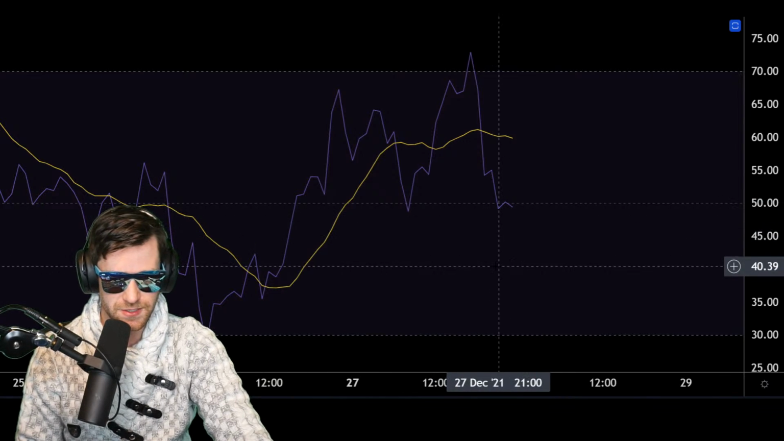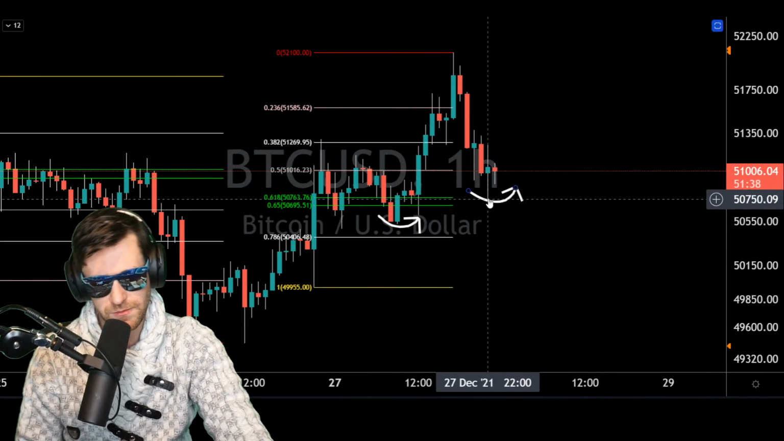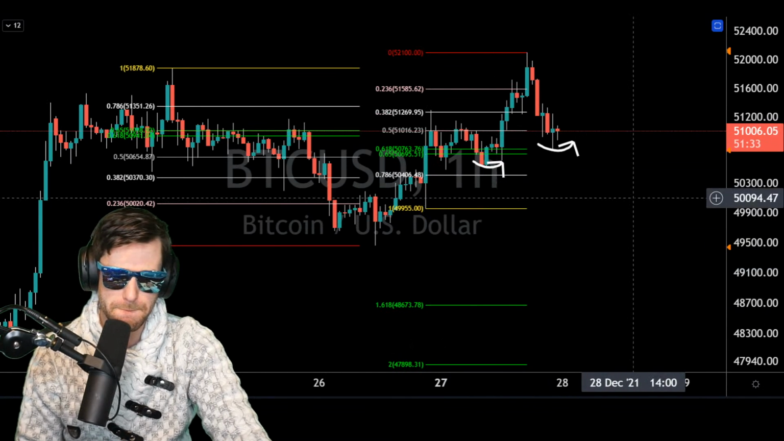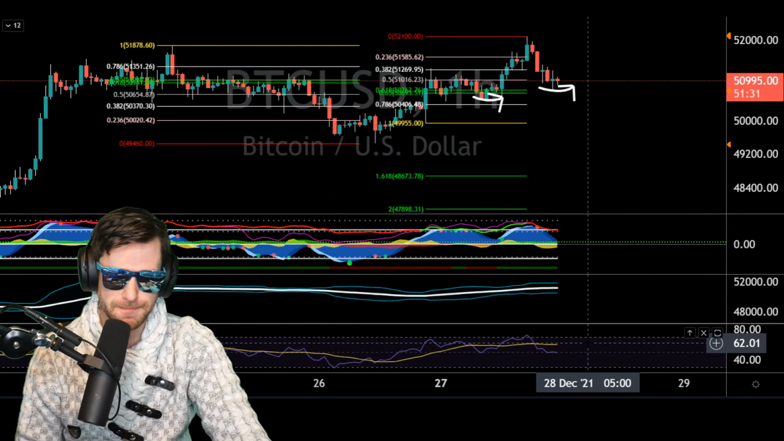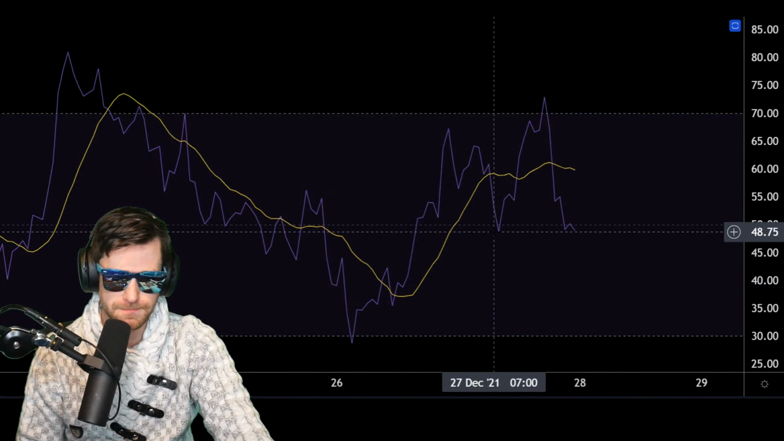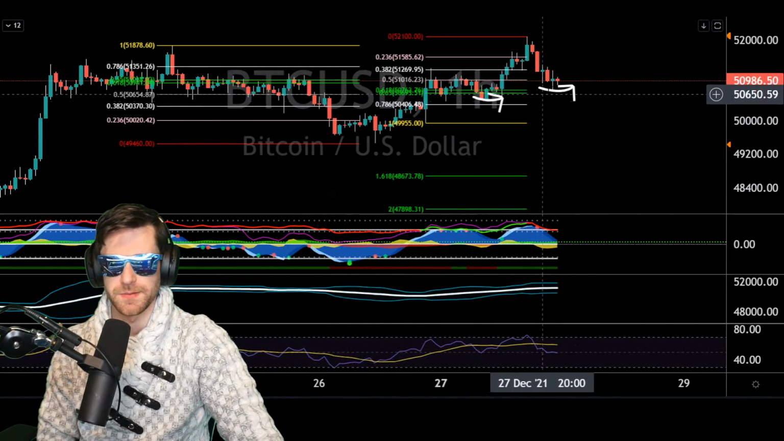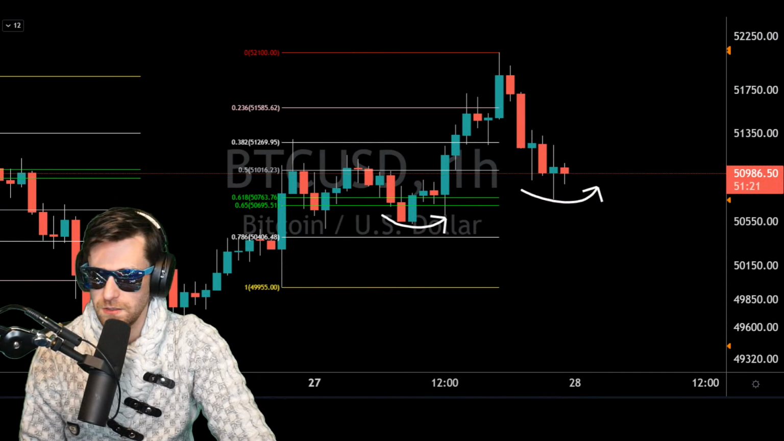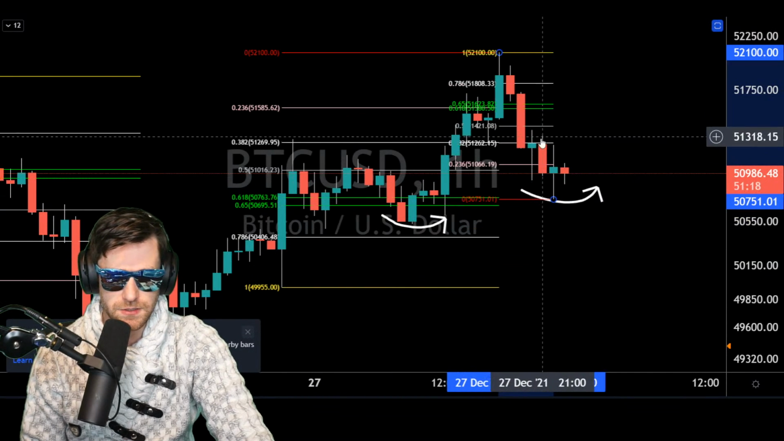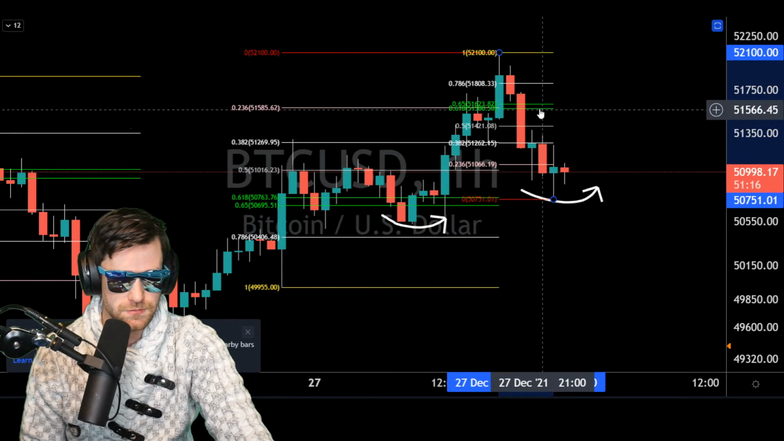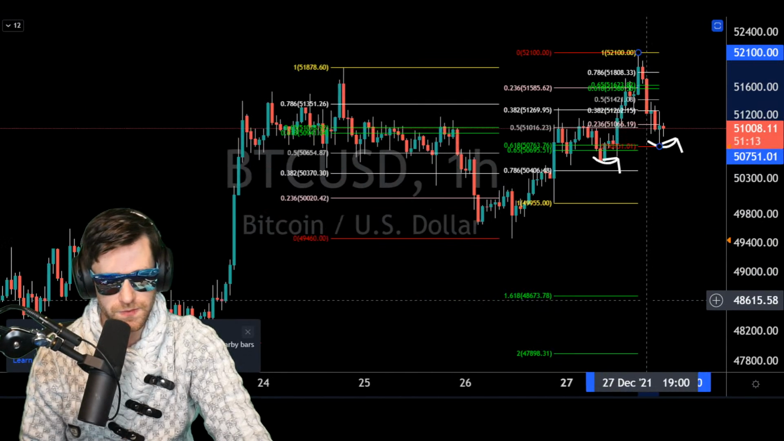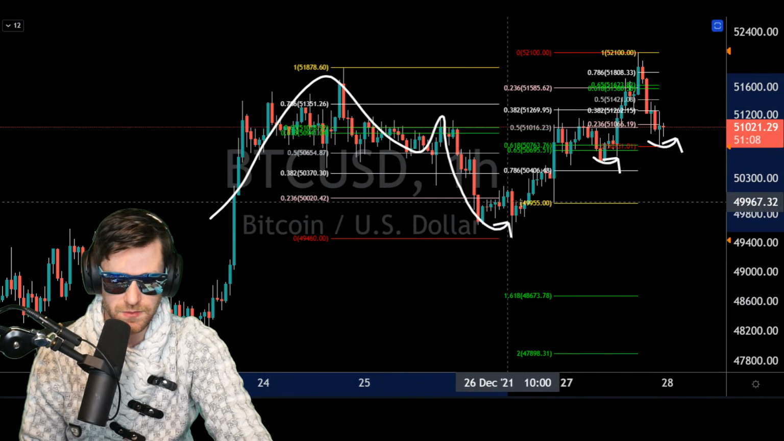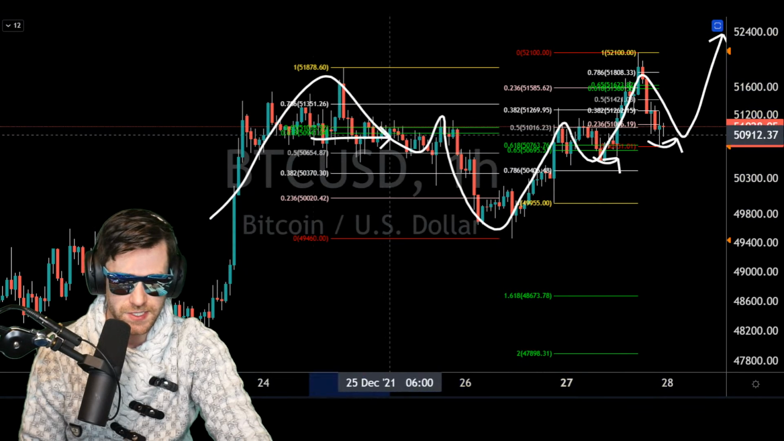Did that change? That's weird. We did have a lower RSI low, huh? I can't see that. I don't know why that's different. I guess because the candle closed higher, maybe. You know, this actually starts to paint what looks like an inverse head and shoulders.